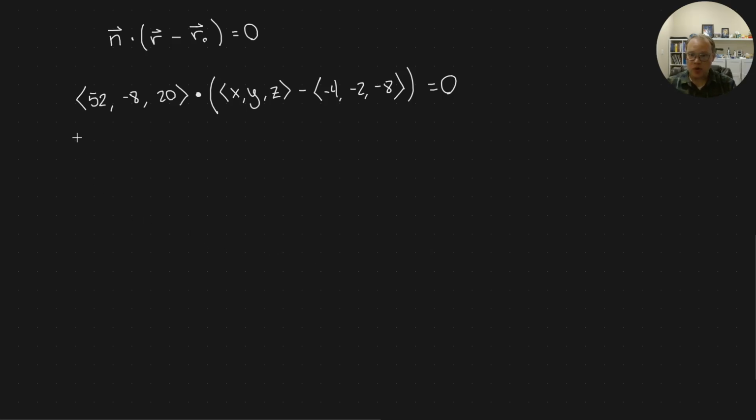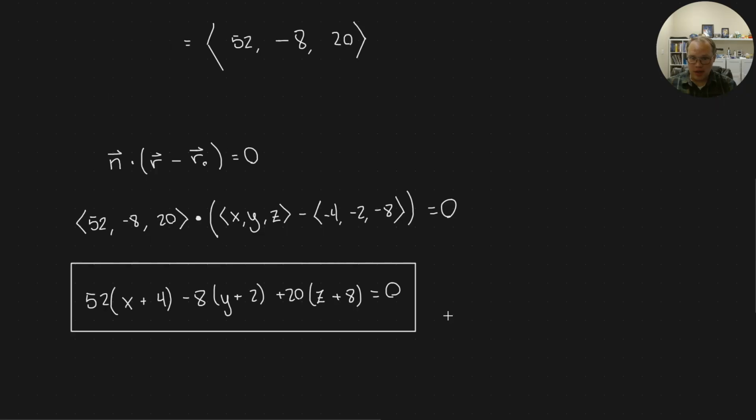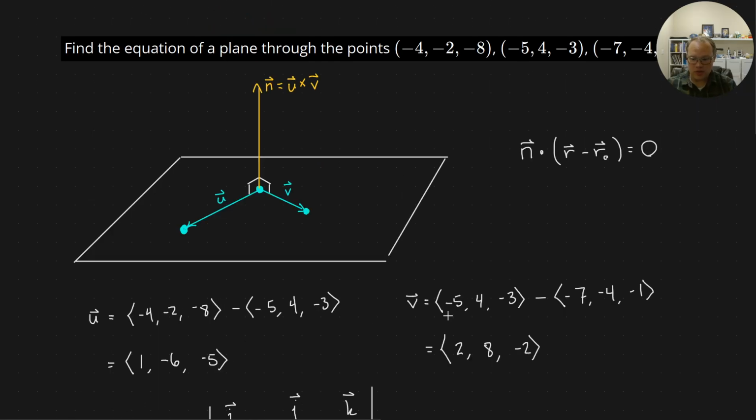So if I do the vector subtraction and take the dot product, I would get 52(x + 4) - 8(y + 2) + 20(z + 8) = 0. And that would be my final answer. That is the equation of the plane that passes through these 3 points.